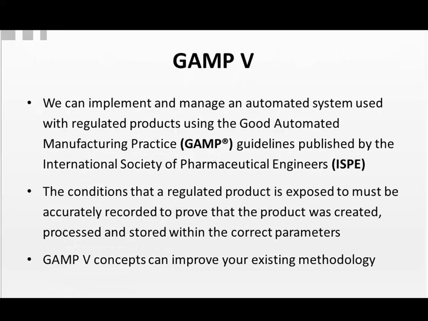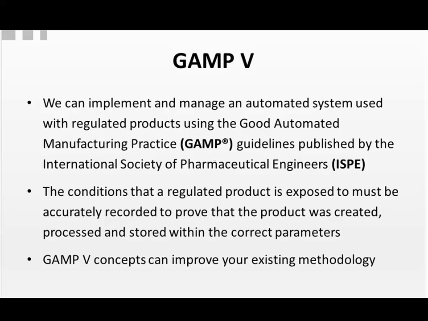Now, when you're validating your system and you're writing your validation plan, that's where you're going to have a rationale for the level of testing required to prove the system does what it purports to do. One of the things that should be based on is what we find in GAMP-5, Good Automated Manufacturing Practice, which was published by the International Society of Pharmaceutical Engineers, or ISPE.